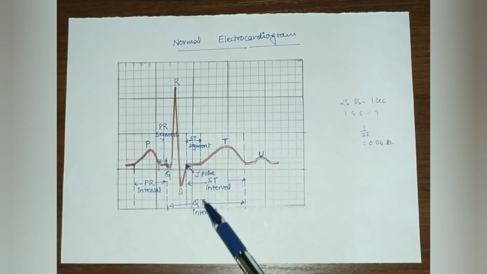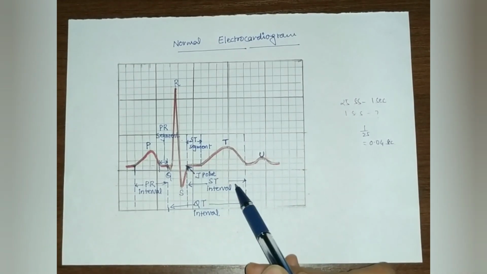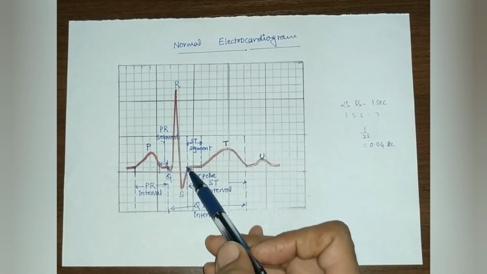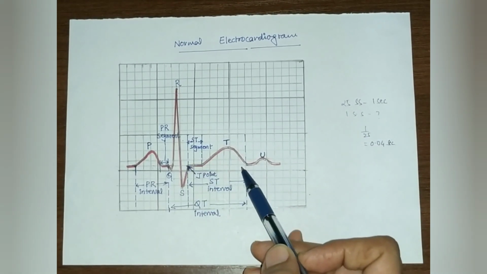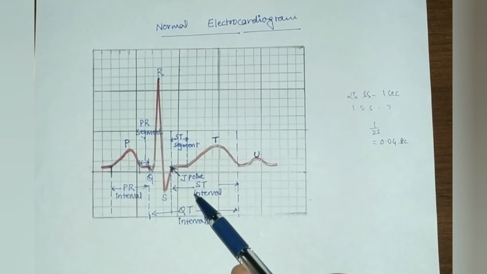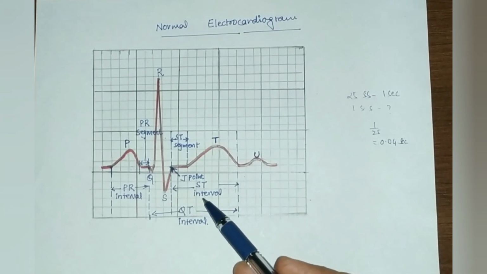Next is ST interval. You can see here, this one. It is the interval between end of S wave to the end of T wave. It corresponds with ventricular repolarization.